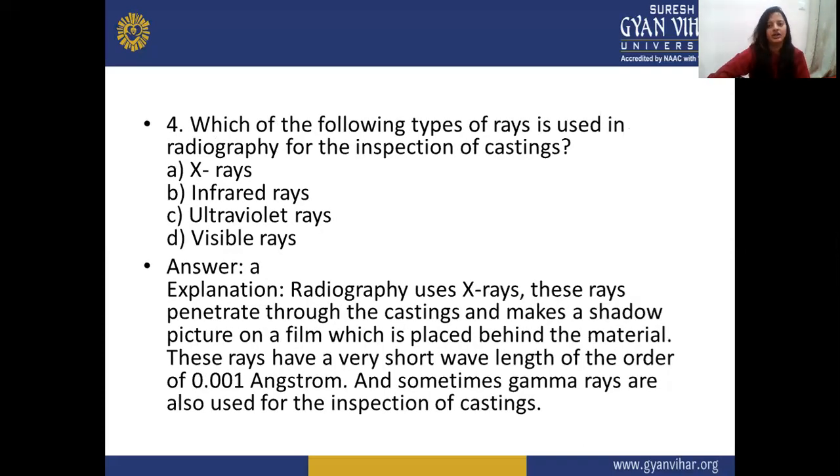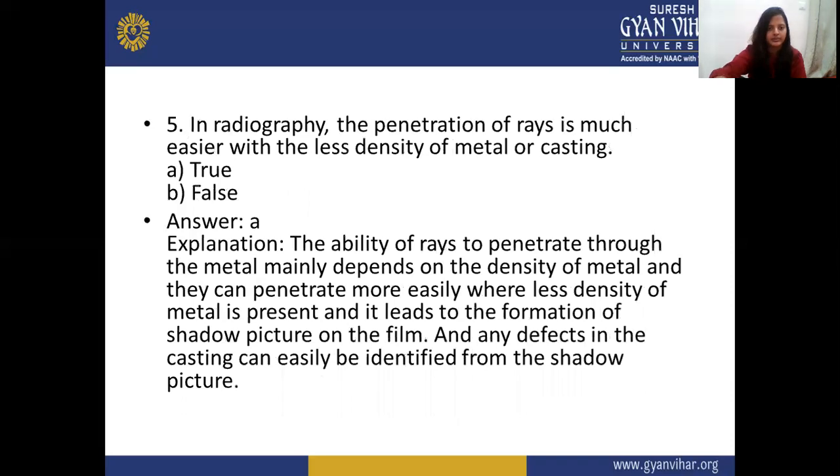Which of the following types of rays is used in radiography for inspection of casting? X-ray, infrared rays, ultraviolet or visible rays. So radiography uses X-ray. These rays penetrate through the casting and make a shadow picture on a film which is placed behind the material. These rays have a very short wavelength, on the order of 0.01 angstrom, and sometimes gamma rays are also used for the inspection of casting.